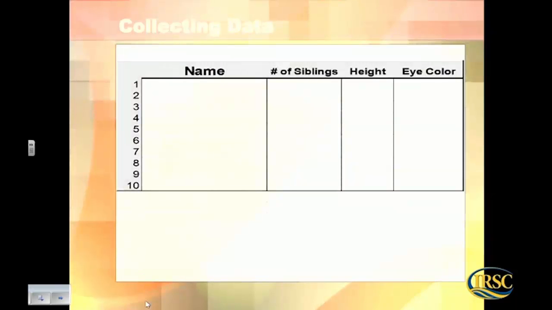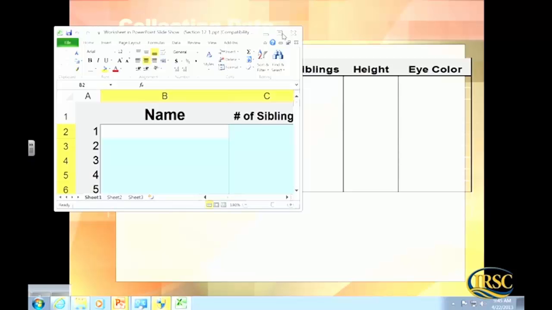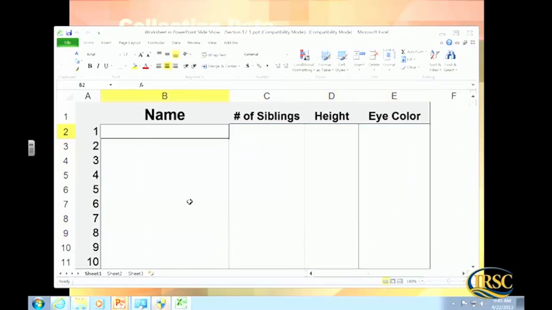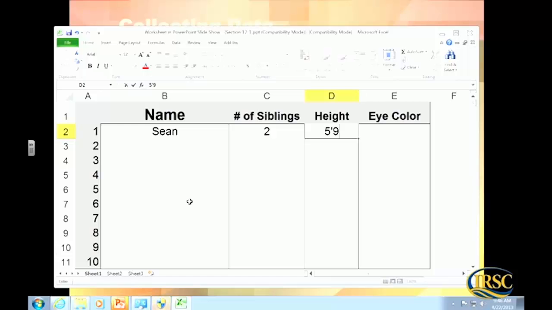Okay, let's do a little bit of an exercise here of collecting data. I would like 10 volunteers to just tell me name, number of siblings, height, and eye color. So Sean, are you volunteering? Yes. Okay, go ahead and shout out the answers. 2 siblings, 5'9", green.